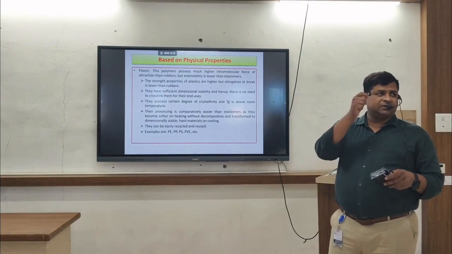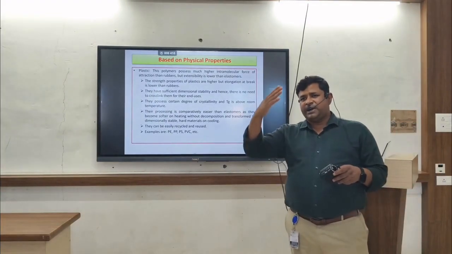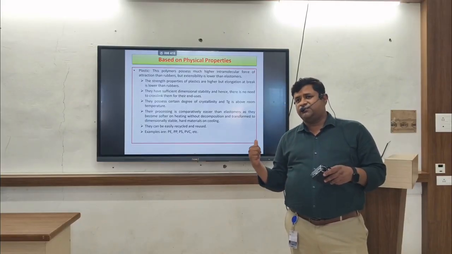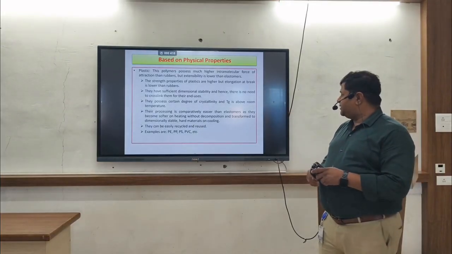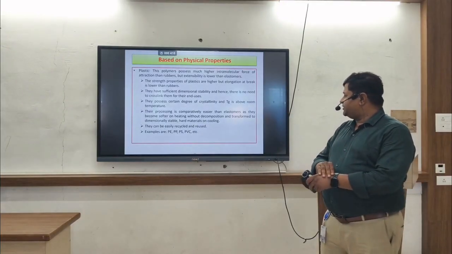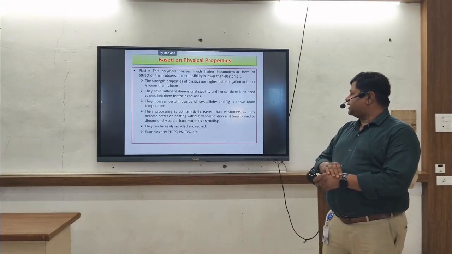मतलब plastics जो भी आप ये देखते हो मॉल में अगर आप जाते हो या वहाँ पे acrylic sheets वगैरह जो देखते हो, that is a kind of a plastic which can be made from this kind of polymers. Then their processing is comparatively easier than elastomers as they become softer on heating without decomposition and transform to dimensionally stable hard material on cooling.